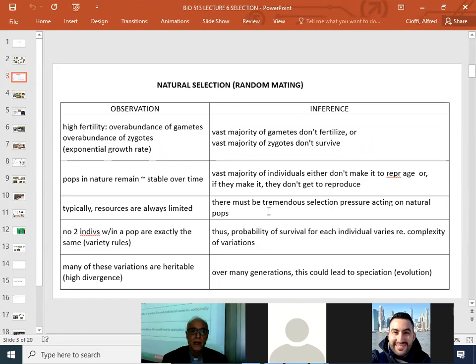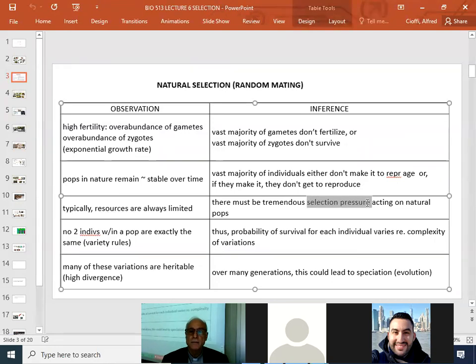Because resources are limited, all of these organisms are competing for the same resources. They're all competing for the same resources, okay? And so that's the selective pressure. That is the selective pressure.